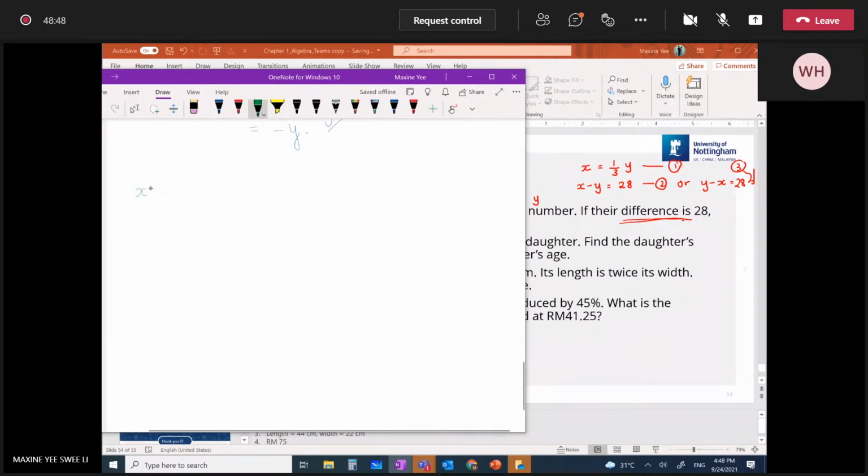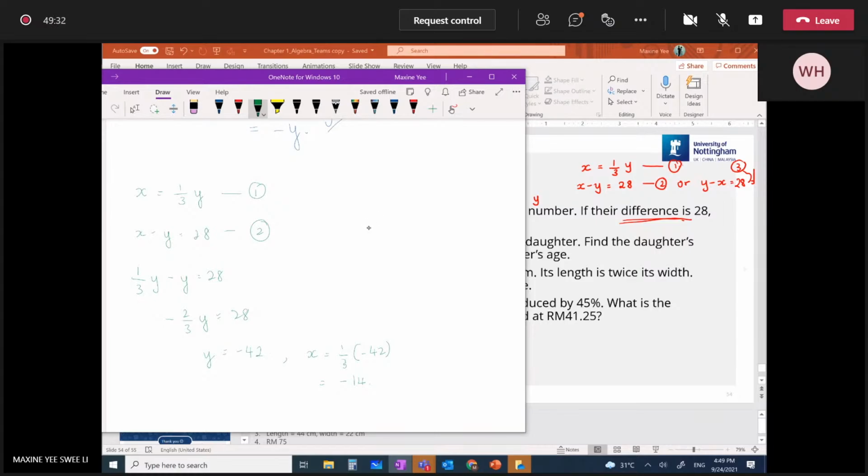Negative 14 and negative 42. Yes. x equals 1 over 3y, x minus y equals 28. So you substitute: 1 over 3y minus y equals 28. So here, minus 2 over 3y equals 28. So y will be negative 42. Then x will be 1/3 of negative 42, that will be negative 14. So this is one set of answers.